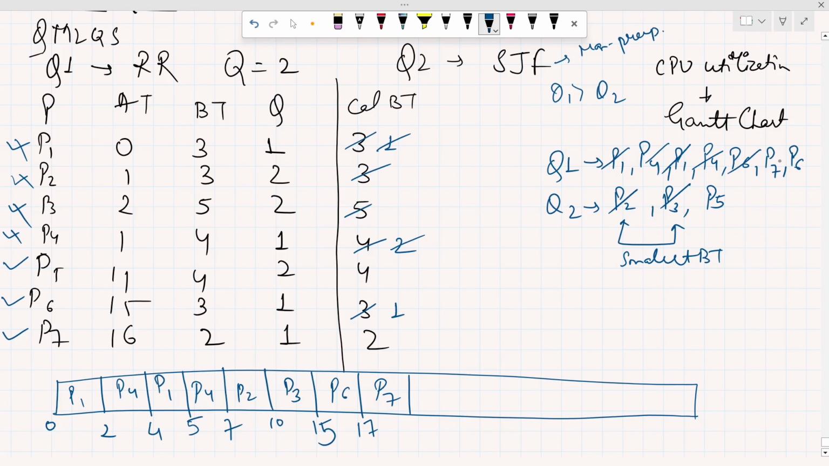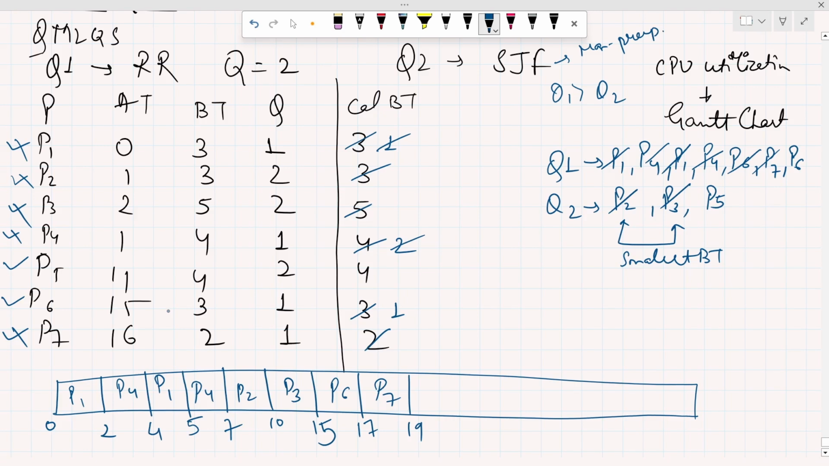Okay, so P7 gets the CPU. The burst time for P7 is 2 and the time quantum is also 2. So it completely executes at 19. Now we have to check whether a new process is available. So all the processes are basically completed. P7 is also completed. All the processes are completed. No new process comes in the queue.